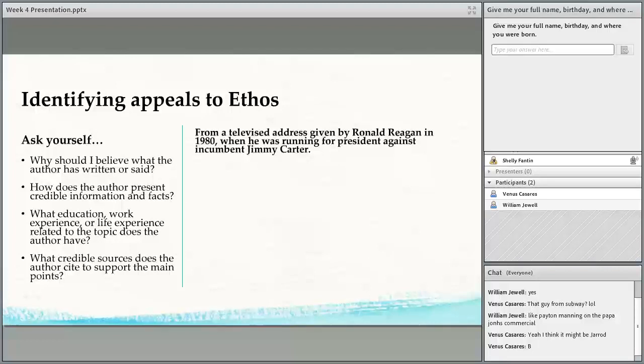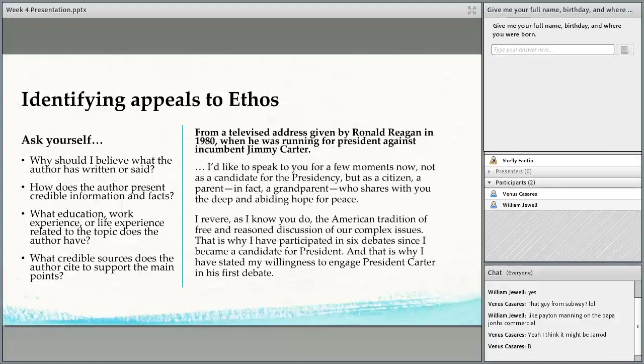So this is a televised address given by Ronald Reagan in 1980, which is a really long time ago. That was actually the year I was born. Holy cow. Anyway, he was running for president against Jimmy Carter. So this is like a really important election at that time. It was a really big deal.